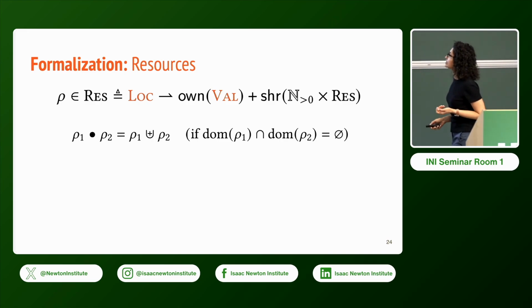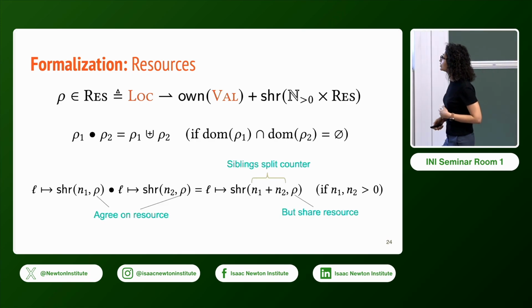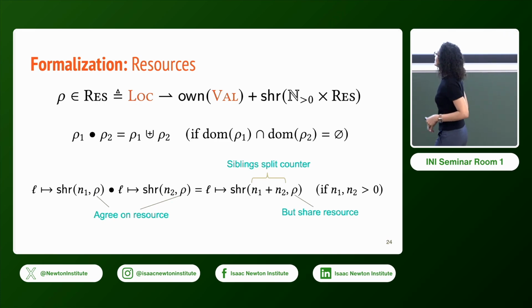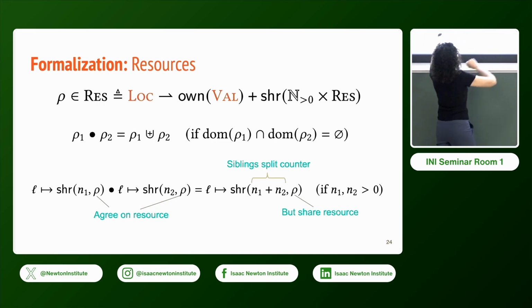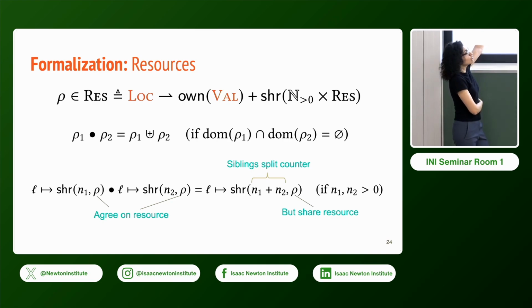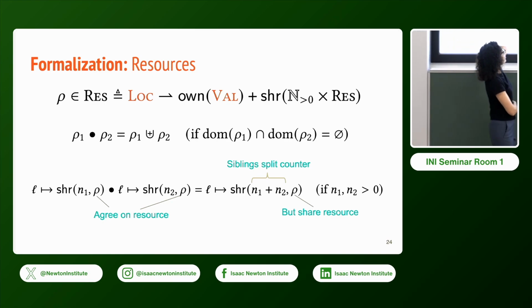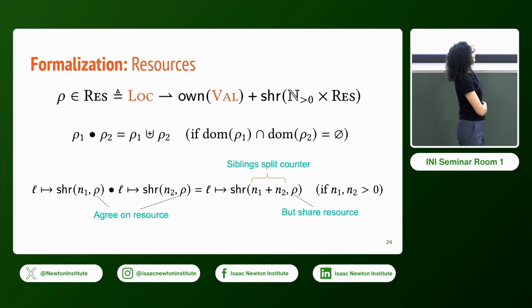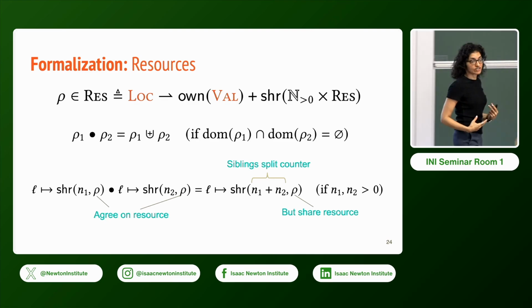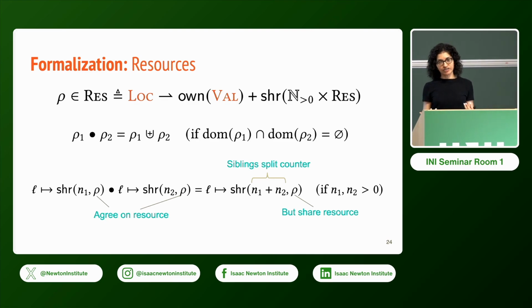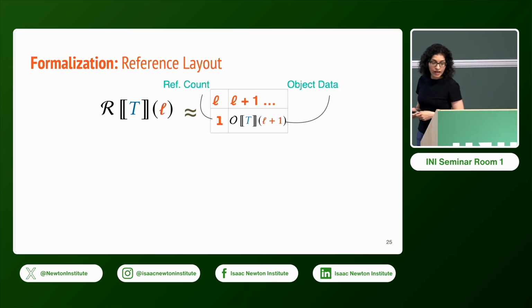Okay, so we can put together resources if they don't talk about the same locations at all. That's just a disjoint union. But what's interesting is if I have a location where I have perhaps n1 references to this resource or object in one part of the program, and another part of the program where I have another n2 shares, then I can put them together. I can add them up. Right? So that's the rule for composition there. Again, separation logic is just different ways of combining, given what our resource model is.